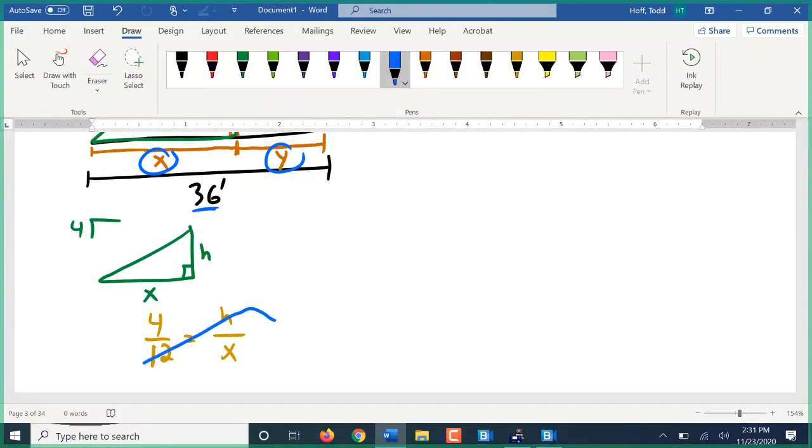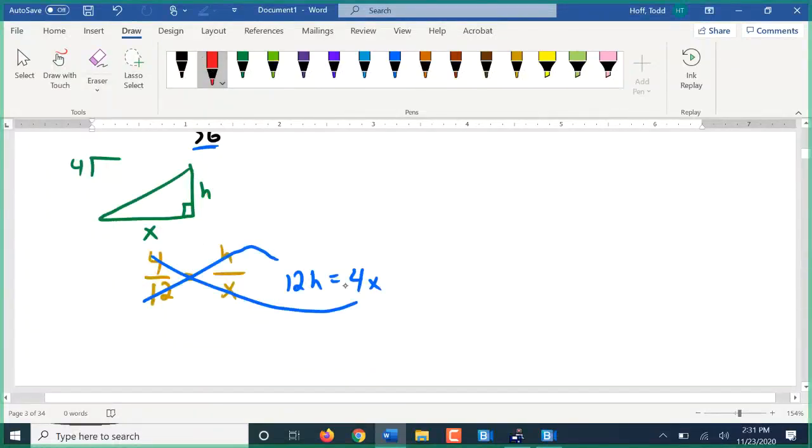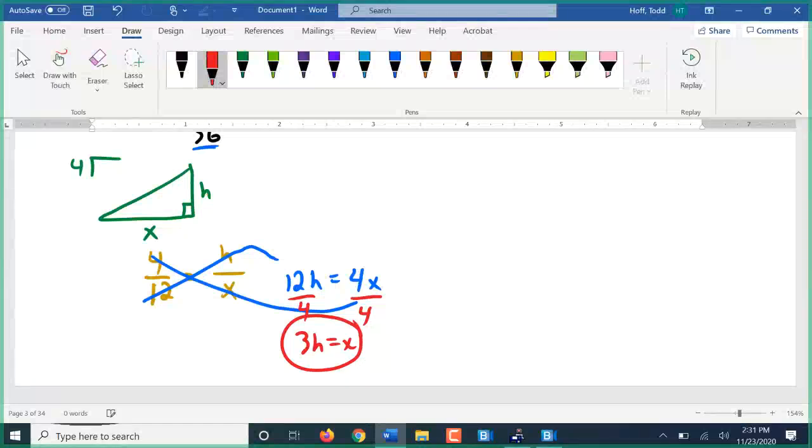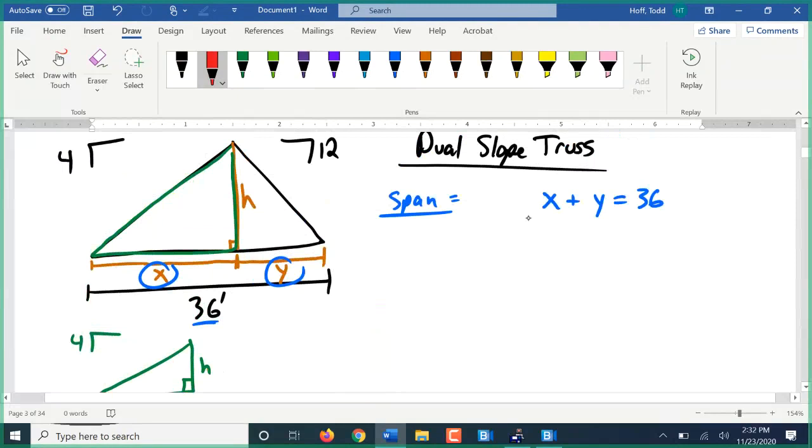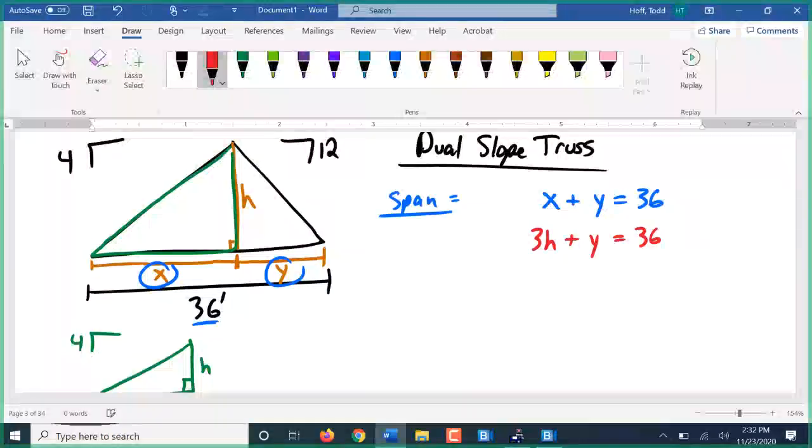So we have 12 times h is 12h, and 4 times x is 4x. We know that 12h equals 4x. I can solve that equation for x by dividing by 4. Gives me that 3h equals x, or x equals 3h. What that means is I'm going to come up here and I'm going to put 3h in where the x is. Now you might say, well, that doesn't do any good.